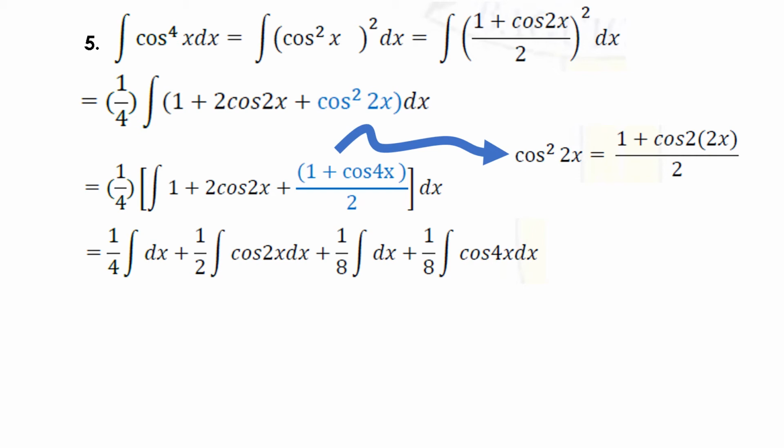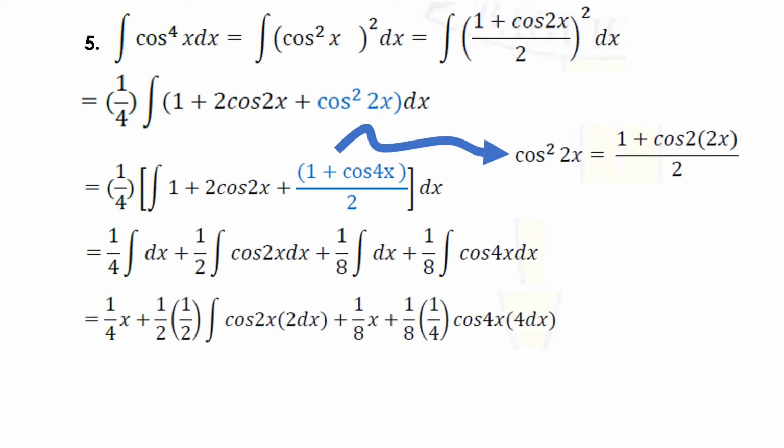So once we expand this, we will be having a total of 4 terms. The first term will be 1/4 times the integral of dx. The second term is 1/2 times the integral of cosine 2x dx. And the third term becomes 1/8 times the integral of dx. Fourth term becomes 1/8 times the integral of cosine 4x dx. So if you notice, we could directly integrate each of the terms using properties of integrals and trigonometric formula for integration.